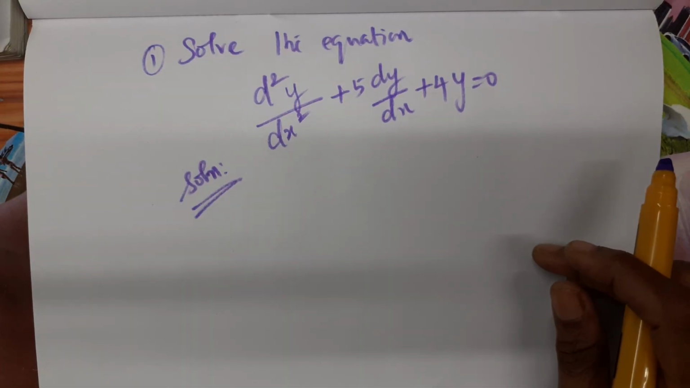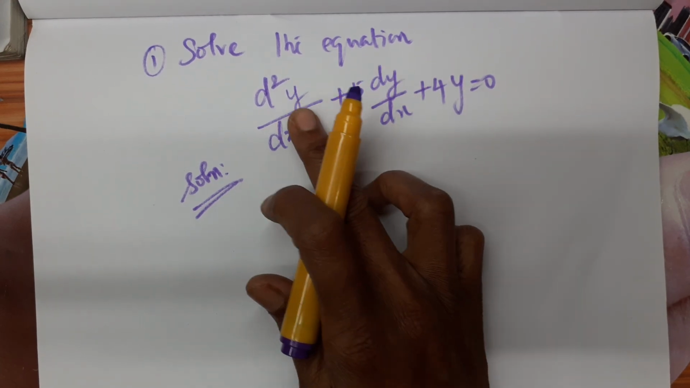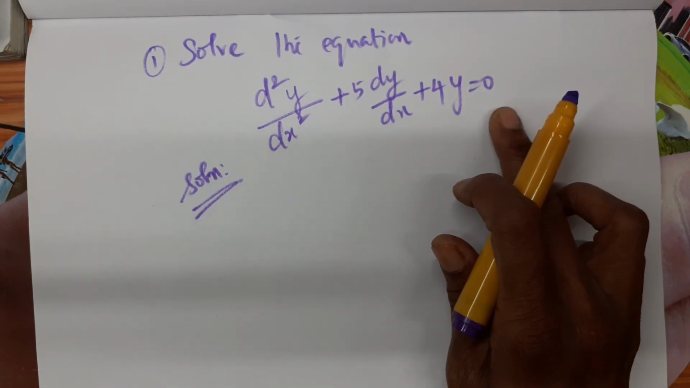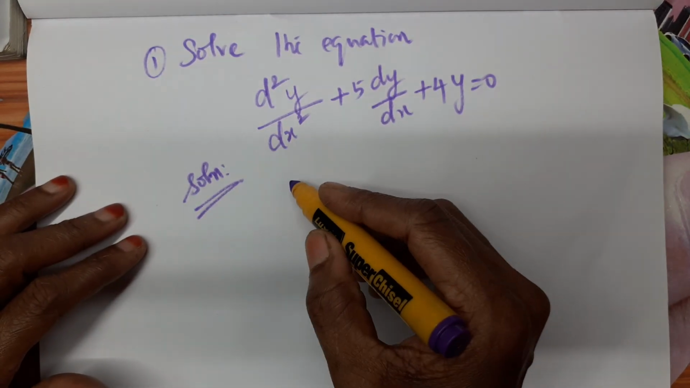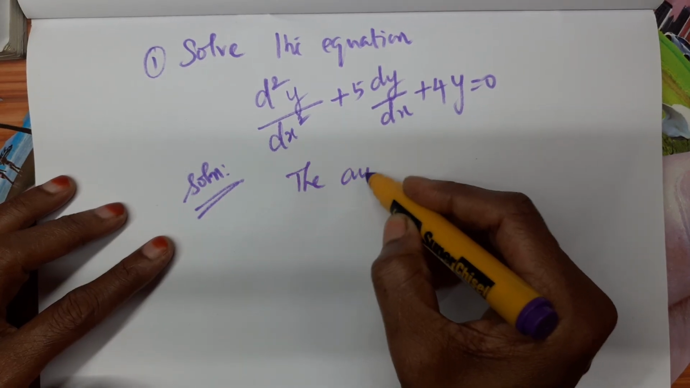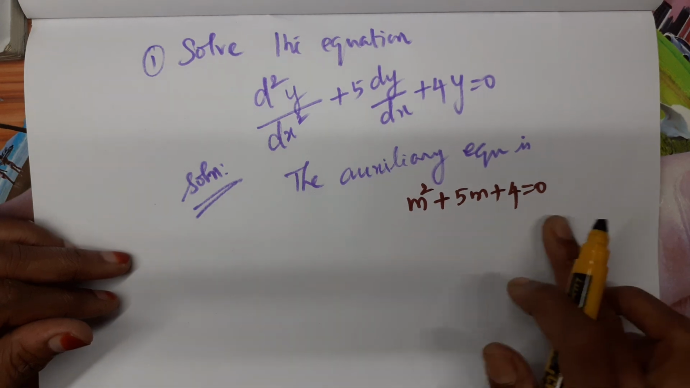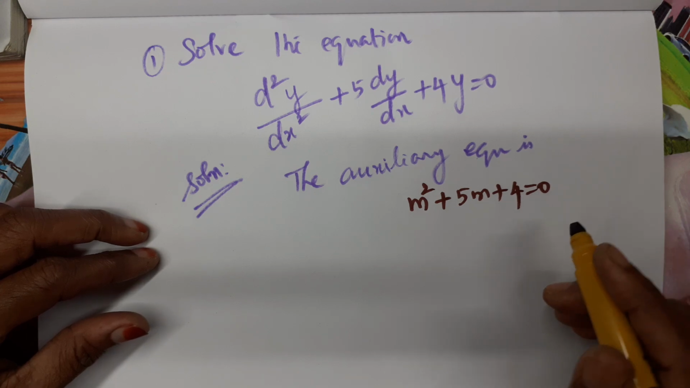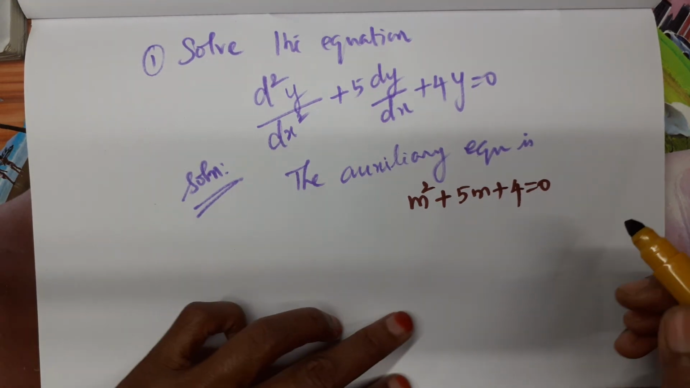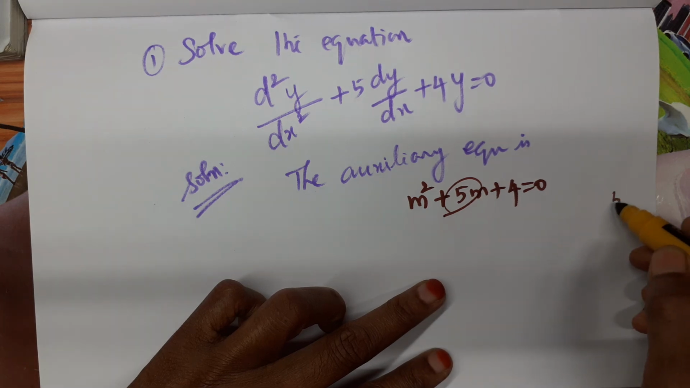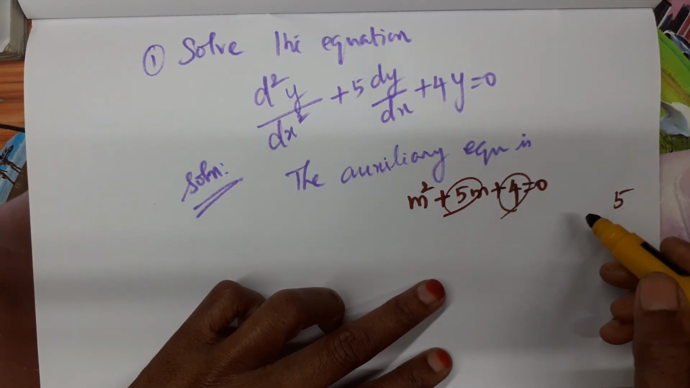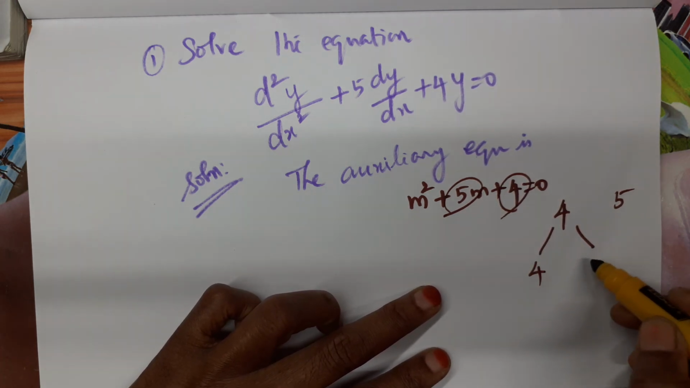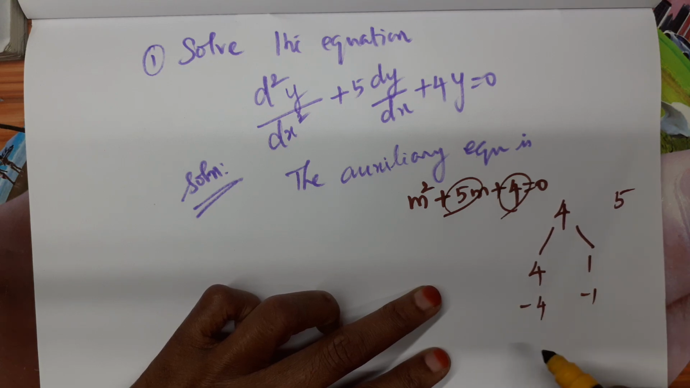So the problem number 1 is we are going to solve the equation d^2y/dx^2 plus 5 dy/dx plus 4y equal to 0. How to start? First we have to write the auxiliary equation. So this is the auxiliary equation. For this we have to find the roots. Directly we can find the roots, or we can factorize and find the roots. What is the sum of the roots? We have 5, and the product of the roots is 4. What are the factors for 4? 4, 1, then minus 4, minus 1.